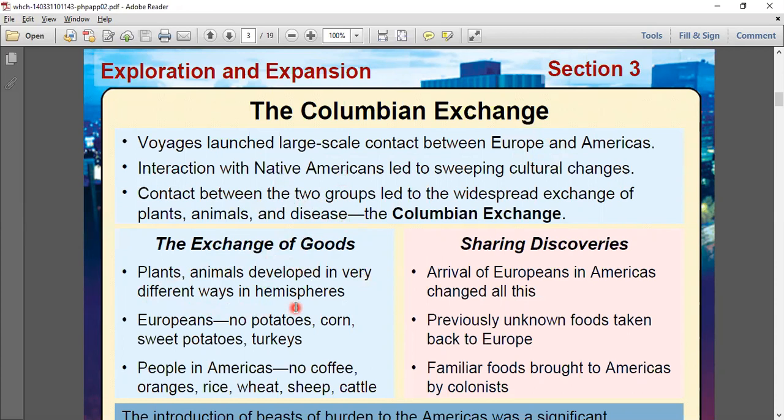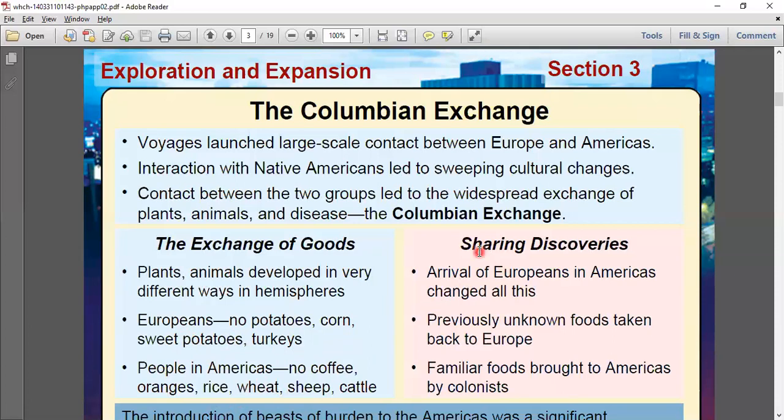We mention that the Europeans had no potatoes, no corn, no sweet potatoes, no turkeys. So these things were very new to the Europeans. They never saw them before. On the other hand, the American people had no coffee, no oranges, no rice, wheat, sheep, or cattle. So both sides had new things they had never seen before.